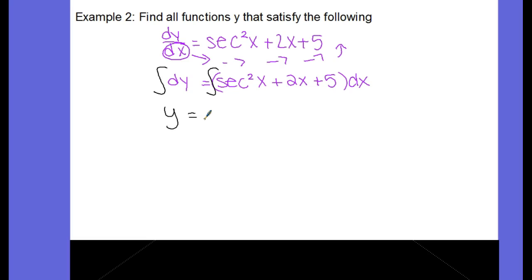The antiderivative of secant squared becomes tangent. Antiderivative of 2x becomes x squared, and the antiderivative of 5 becomes 5x, plus the constant of integration, c. That's it.